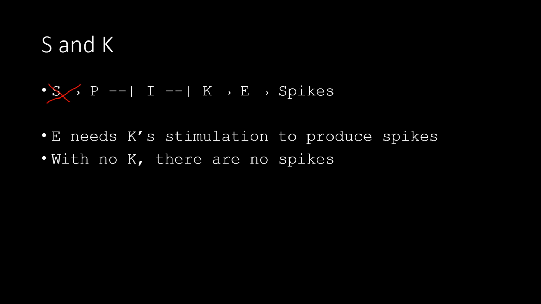Now we're going to take out both S and K, again focusing here on the K as it's more downstream. The thing about taking out the K is that E needs the stimulation from K before it will start transcribing for the production of spikes. So without that K there won't be any spikes because E won't do anything to cause them to be produced.